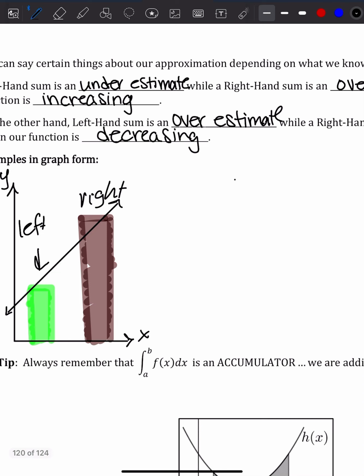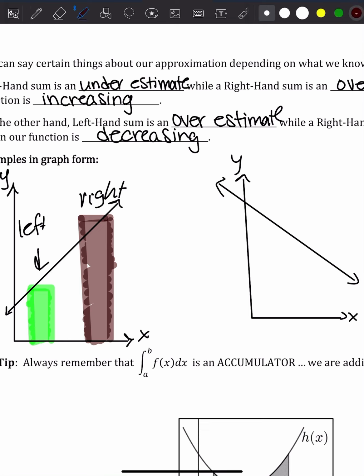If I were to flip that around, and look at a decreasing function, our leftmost point would be here. And we can see that when we use the left side to find that height, it goes a little bit over. Whereas if I use the right this time, it's going to be a little bit under.